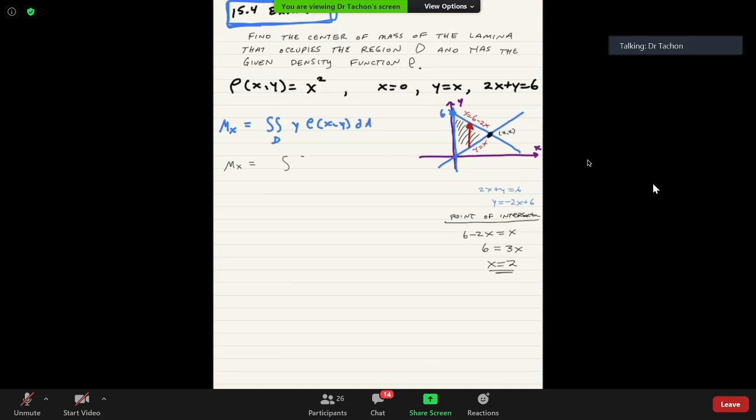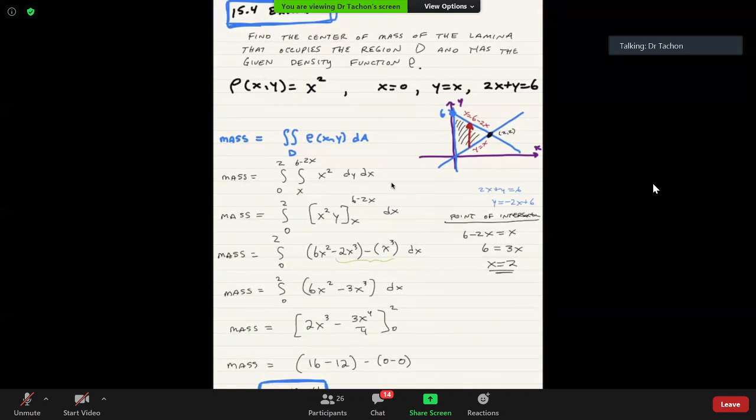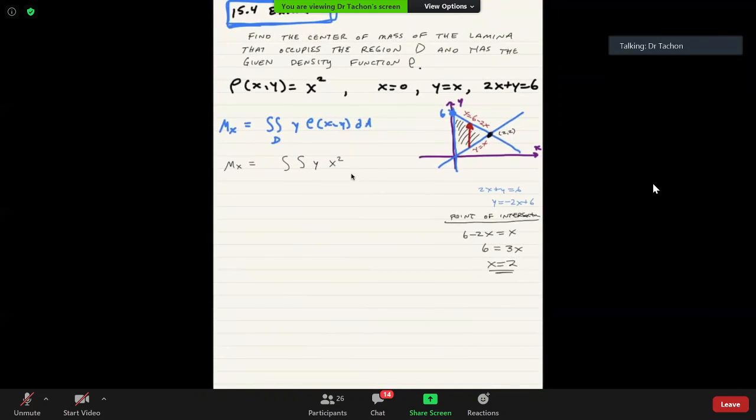What is the integrand going to be? It's going to be y times our density function, which is x squared. Because we already set up the mass, just make sure you did that right because you're just going to follow suit. Let's do dy dx like we had the other one set up, and it's the same base for all of them. So whatever you did for the mass, you're going to do for both moments. The inside bounds go from x to 6 minus 2x, and the outside bounds go from 0 to 2. Then you evaluate this.